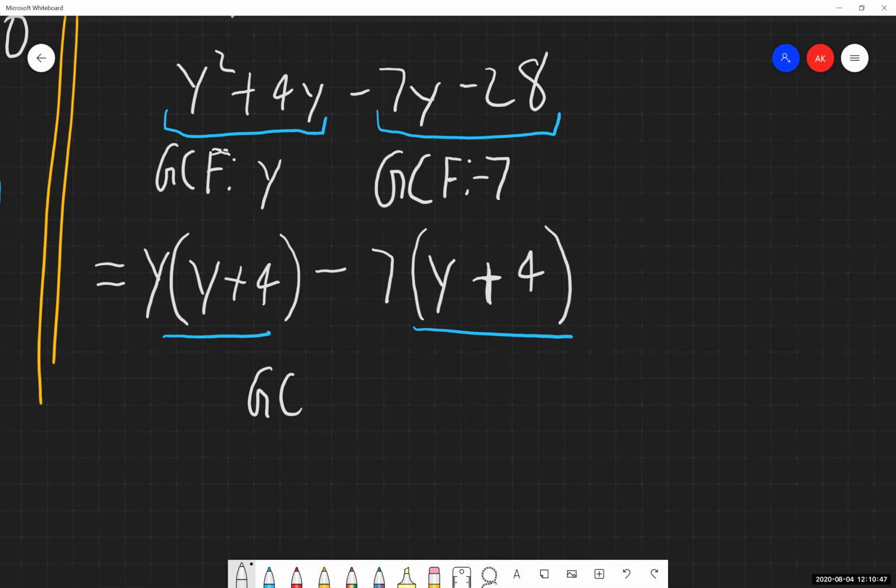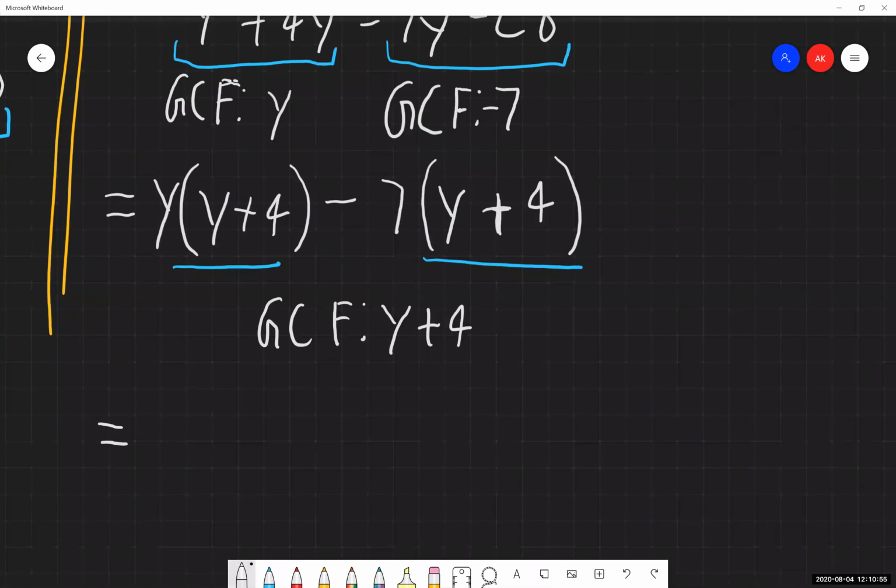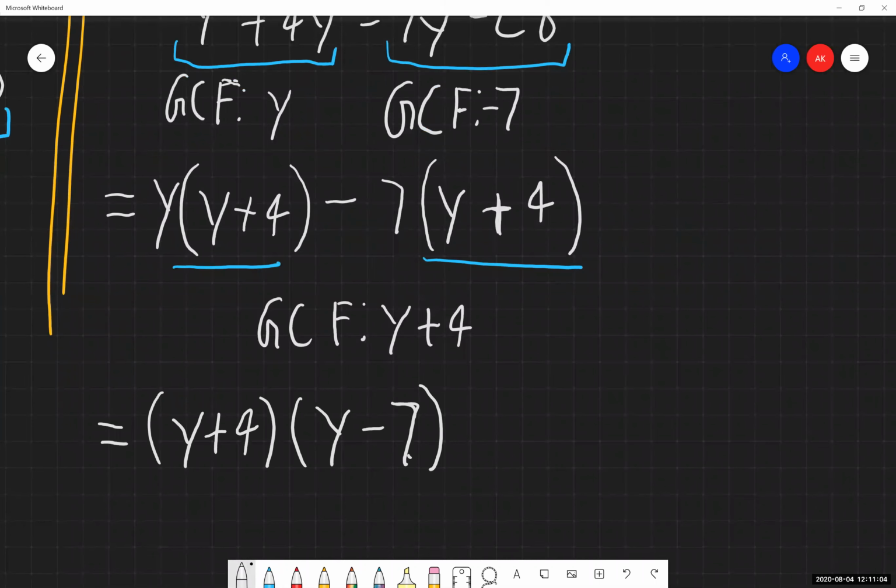Not GOF, GCF. There we go. So if I bring that y plus 4 out front, what's left over? y minus 7.